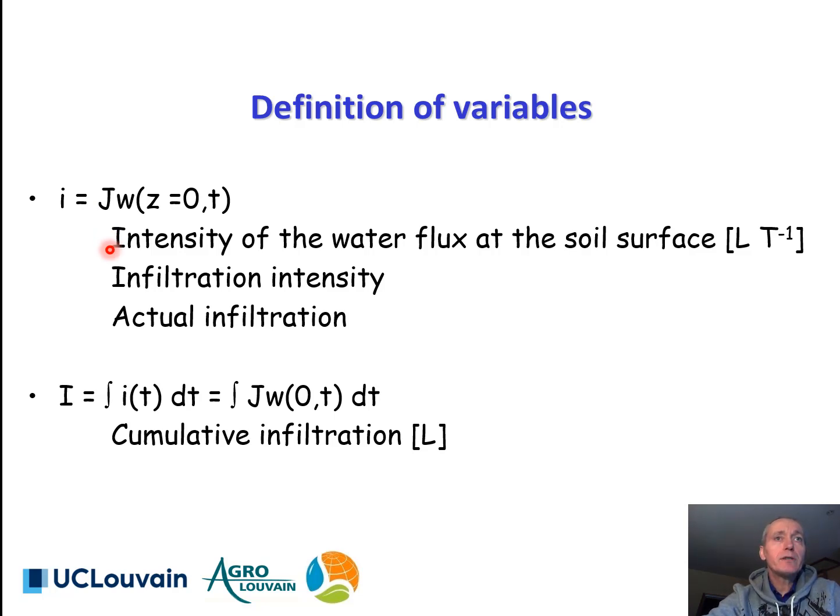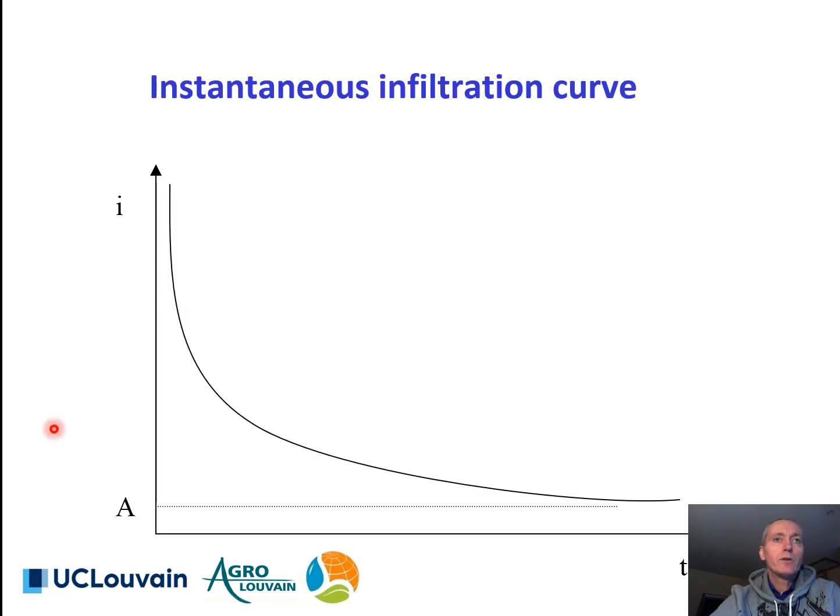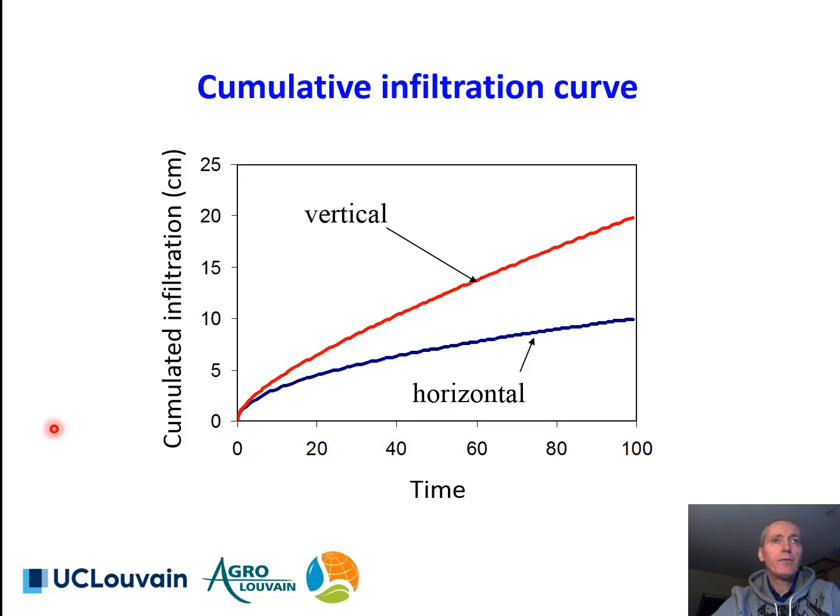We also very often are interested in the cumulative amount of water that has been infiltrated. We use large I for this. This cumulative value, expressed in equivalent water heights, can be calculated by means of the time integral of the infiltration flux. So the shape of the instantaneous infiltration curve will be illustrated as here, while for the cumulative infiltration, we have rather a figure as illustrated here.